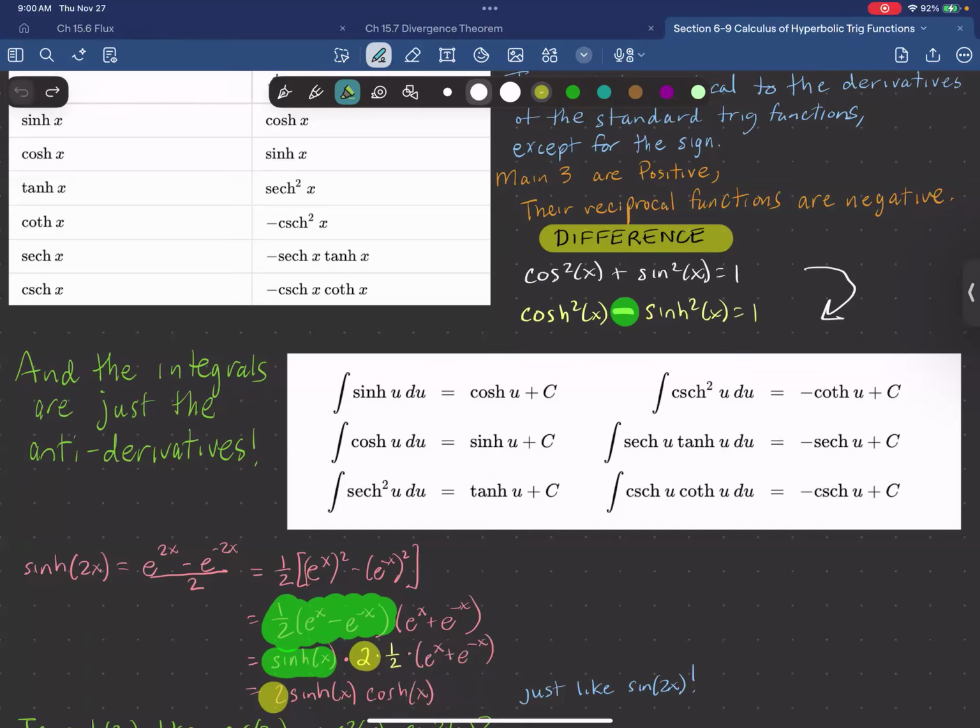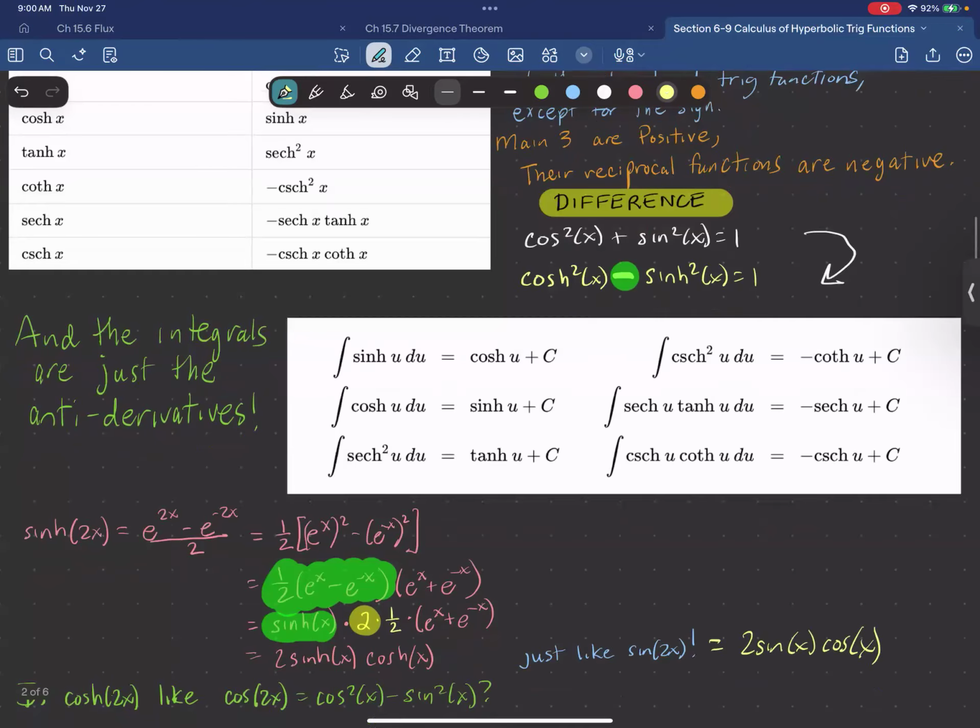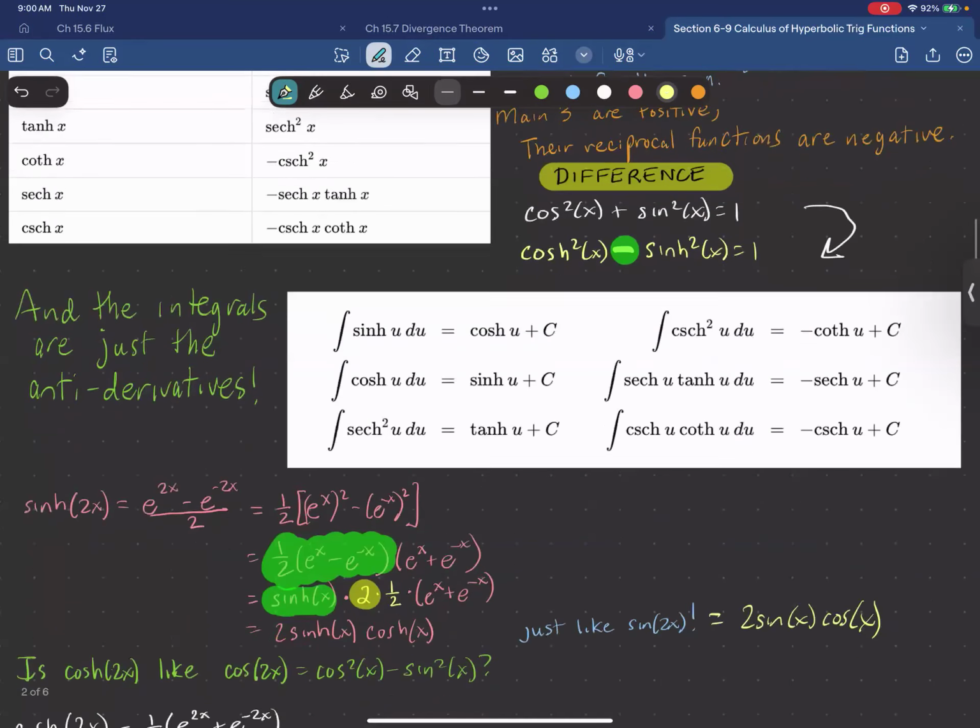So, just like sine 2x equals 2 sine x cosine x, hyperbolic sine 2x equals 2 hyperbolic sine x hyperbolic cosine x. Is cosine 2x similar? One of the variants of cosine 2x is cosine squared x minus sine squared x. Let's take a look at it.